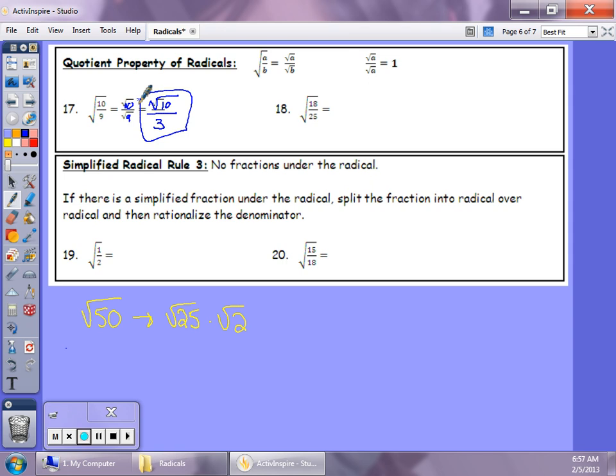So for 18, we're going to go ahead and do the same thing. So we're going to go and turn this into root 18 over root 25, and then we're going to start simplifying. So root 18 contains a perfect square of 9, and then 9 times 2 is 18. And the square root of 25 is 5. So let's go ahead and simplify that perfect square. So the square root of 9 is 3. So our simplified answer gives us 3 root 2 over 5.